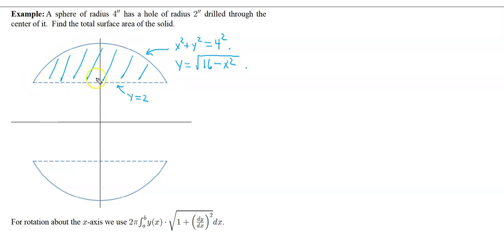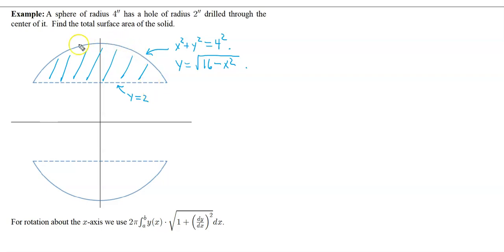Now the dotted line here is going to be easy. That's just going to form a cylinder. It's easy to find the surface area for a cylinder. We don't actually have to use the surface area equation that we had before. We can just use a little geometry.